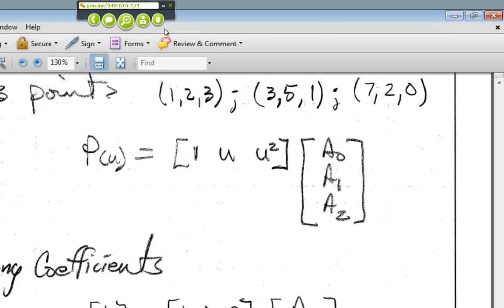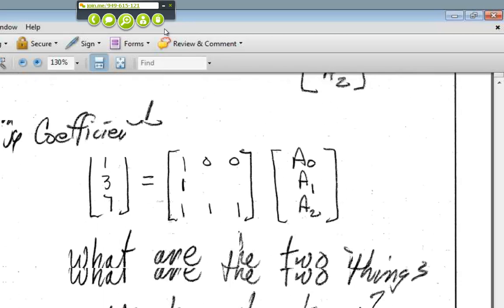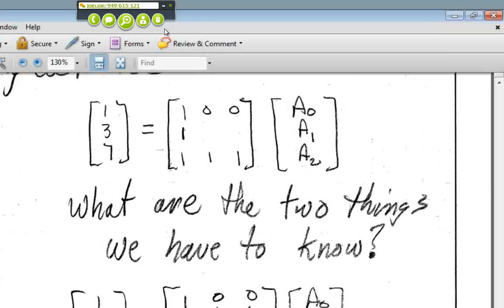So being 1/3 of the way along, 1/3 to the 0th power is still 1. 1/3 to the first is 1/3. 1/3 squared is 1/9. We fill those things in.